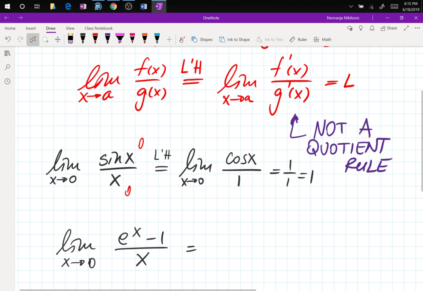E to the 0 is 1. Good. So when you plug in value 0, you get e to the 0, which is 1. 1 minus 1 is 0. And then you plug in 0 here. You get 0 over 0. So we can take derivatives. Derivative of e to the x is e to the x, and derivative of x is 1. When you plug in 0 now, you get 1 over 1, and you get 1 again.